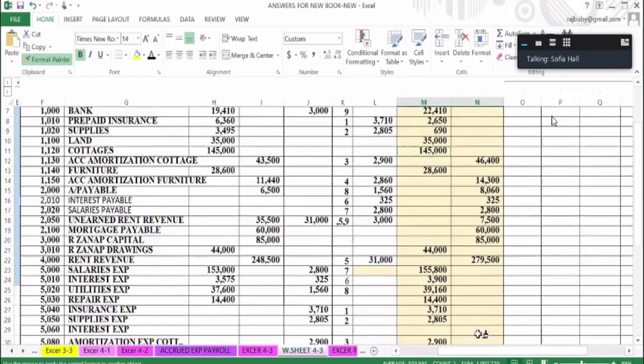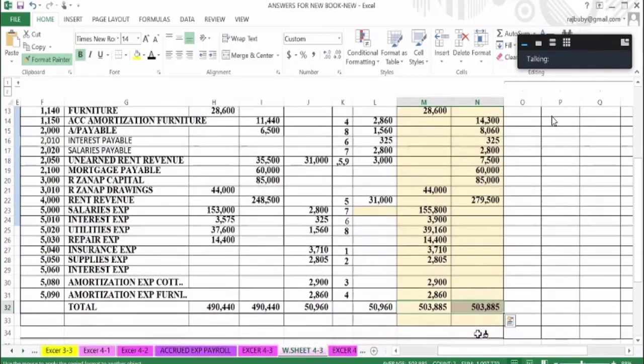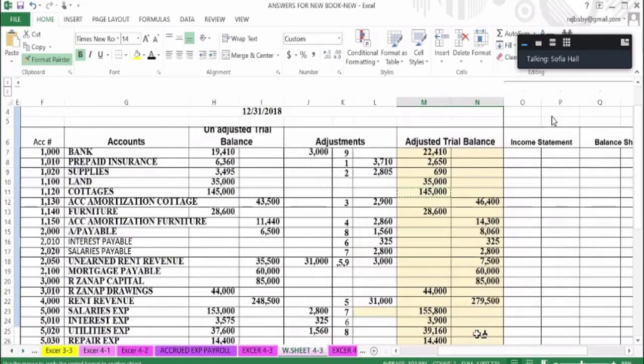And then we are going to calculate the total. And this is the way auditors are doing. Auditors do it in Excel. They record everything in the Excel and check the adjustments and then calculate the adjusted trial balance. From that, they are creating the income statement and the balance sheet.